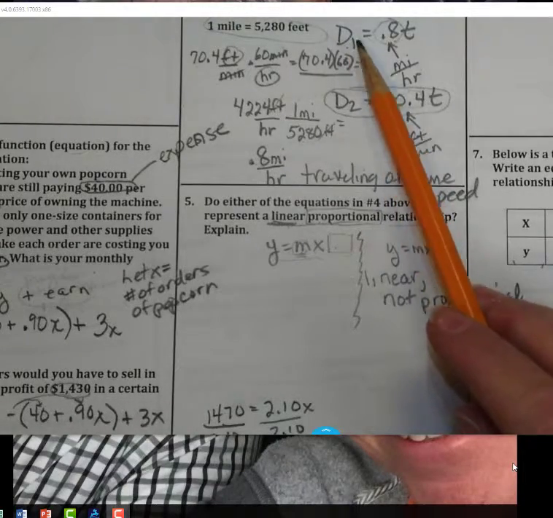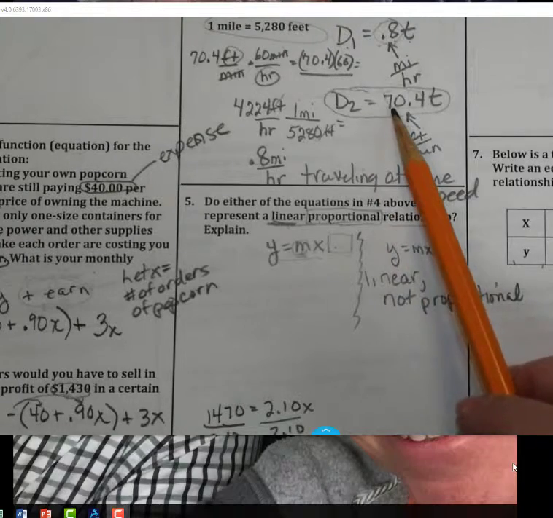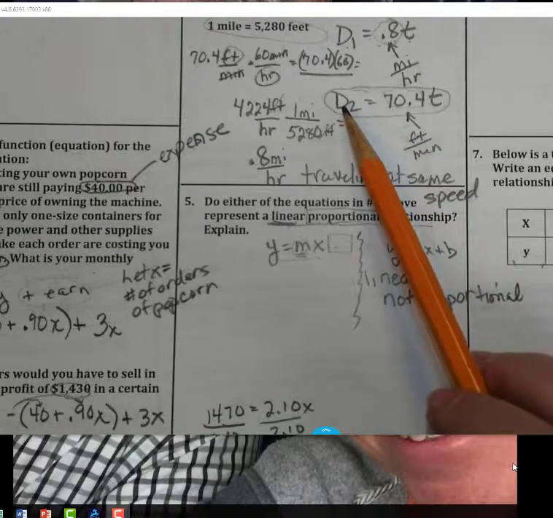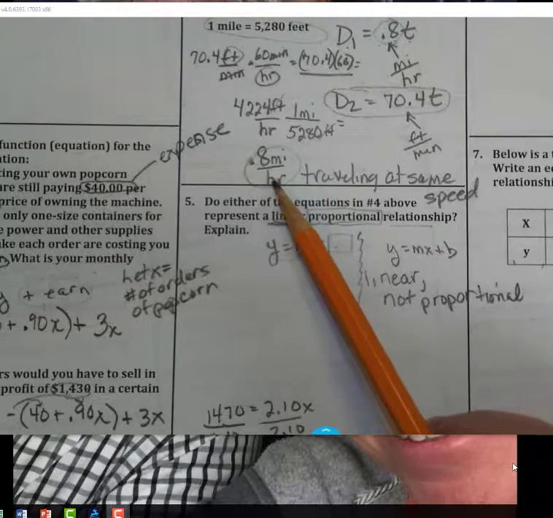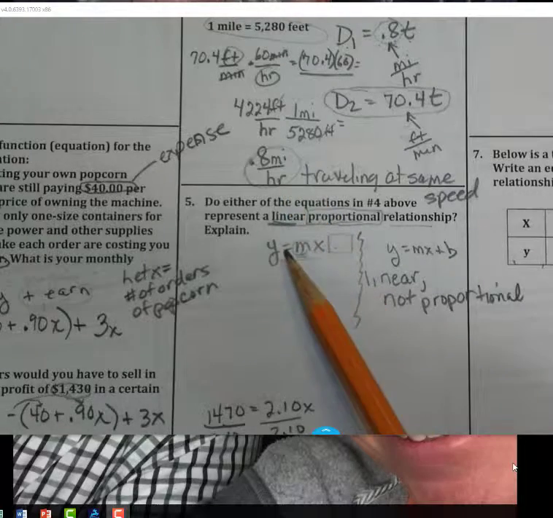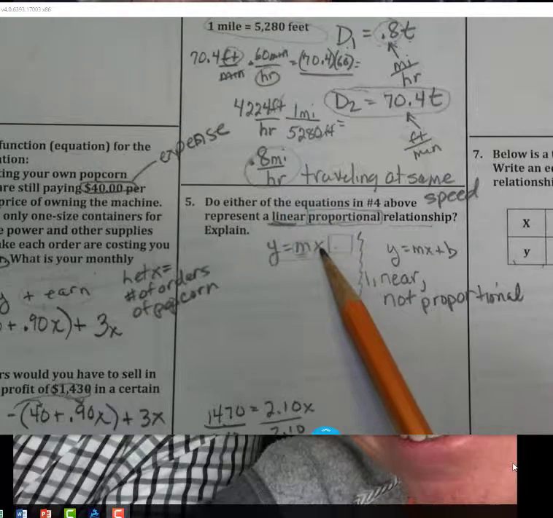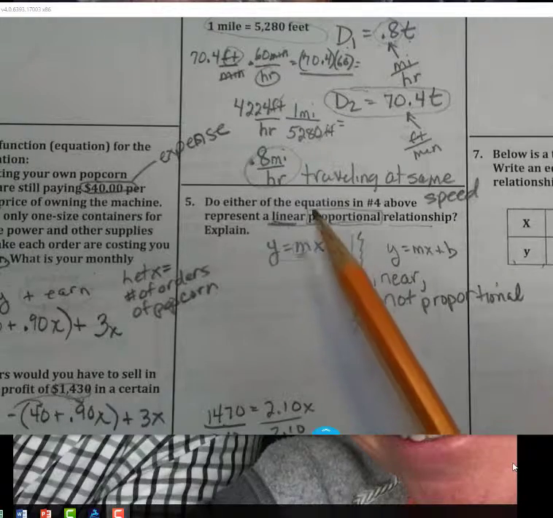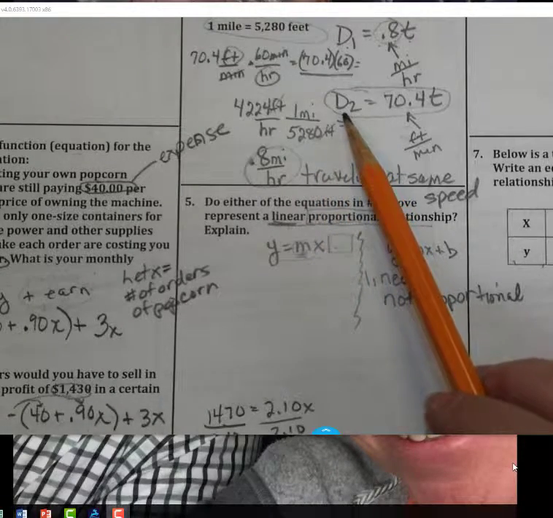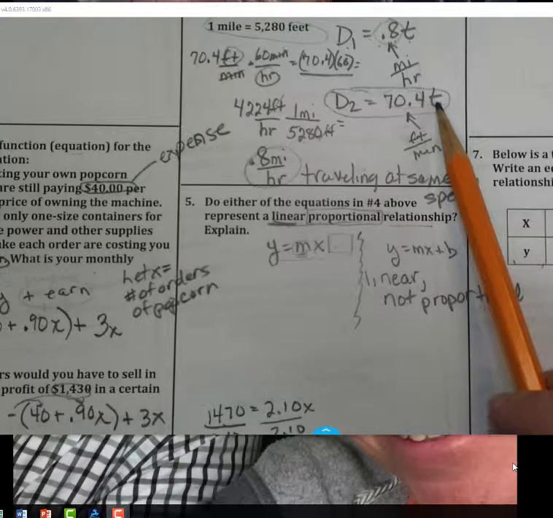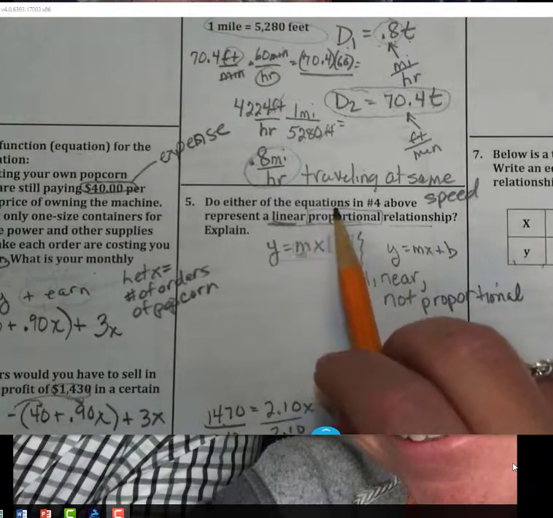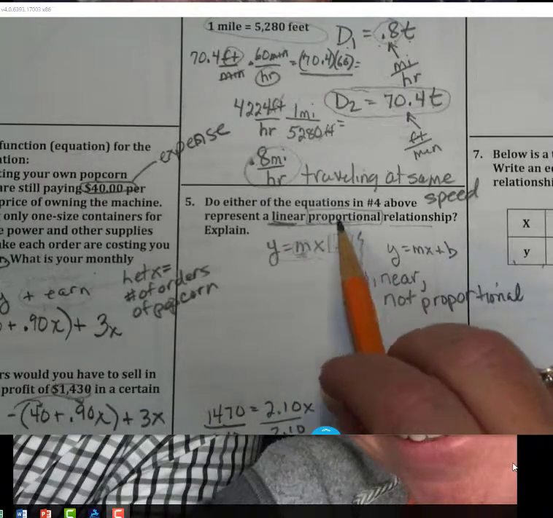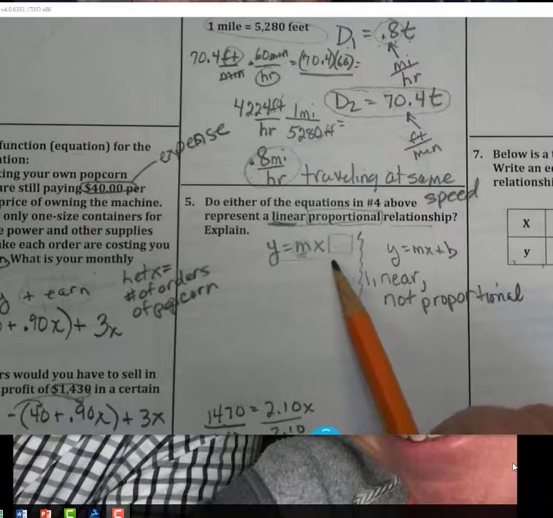Both of these, d equals 0.8t, and then this one, which actually we converted also into d equals 0.8t, if we consider miles per hour as the units. Both of them are in the form y equals mx. In other words, the y-intercept on both of them is 0, which makes sense because what is your distance going to be equal to when no time has started, right? You haven't even started moving yet, so your distance is the origin at 0 miles. So do either equations represent a linear proportional relationship? Yes, both of them do, because they both go through the origin.